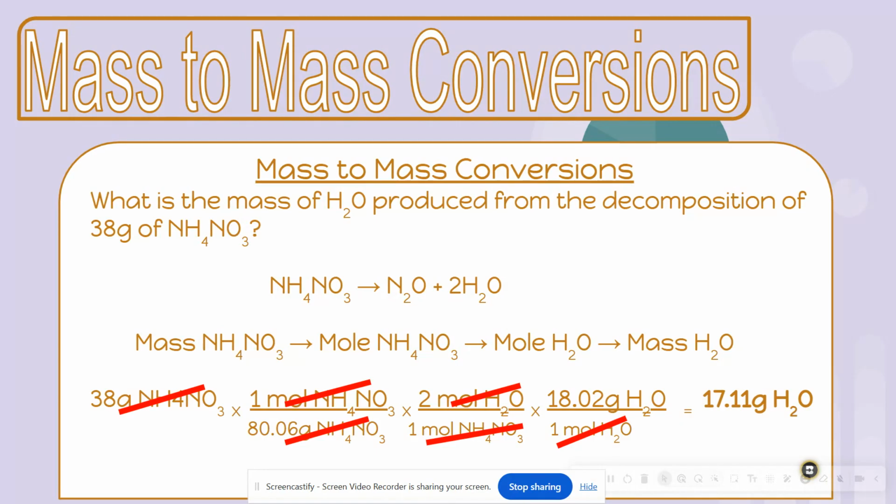2 moles of water to 1 mole of ammonium nitrate because that's our molar ratio. Then we find our mass of water, which is 18.02, and then we calculate by multiplying straight across. Cross out any cancellations of units, and we are left with grams of H2O. The answer is 17.11 grams of H2O.